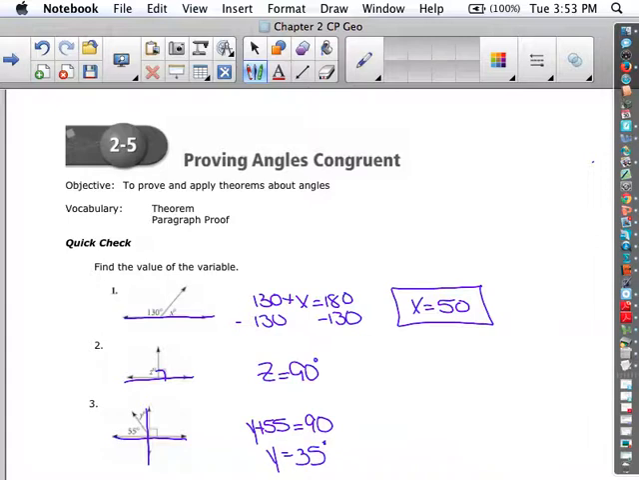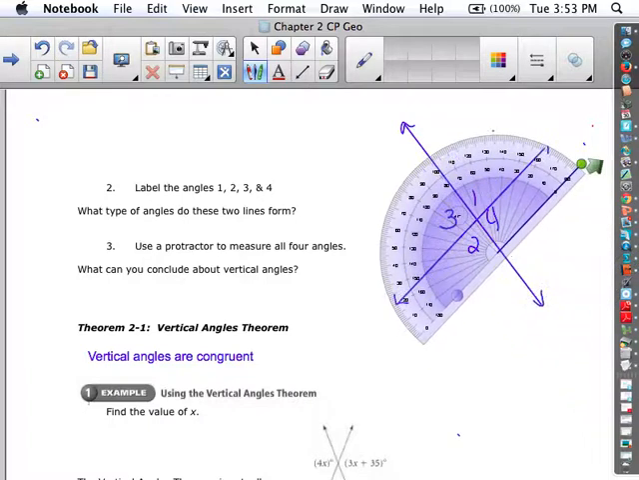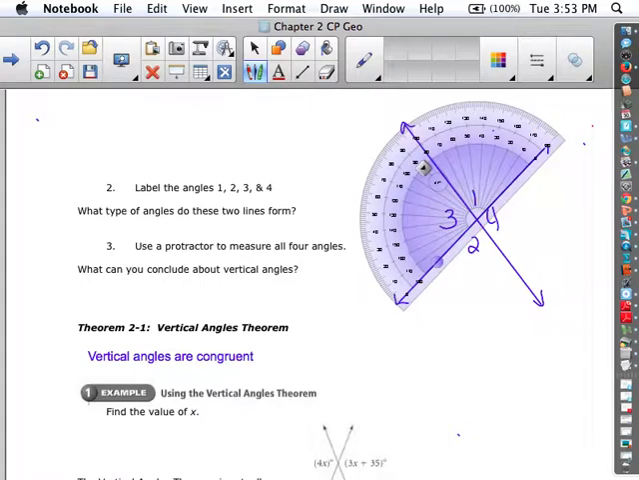Okay, now let's take a look at a little postulate we have here. Sorry, this ended up on 2 pages. Okay, so we're going to draw two intersecting lines, label them as I have, 1, 2, 3, and 4. And then we're going to take a protractor, and you might not have a protractor at home, so you can just write down my measurements. And then we're going to measure that angle.